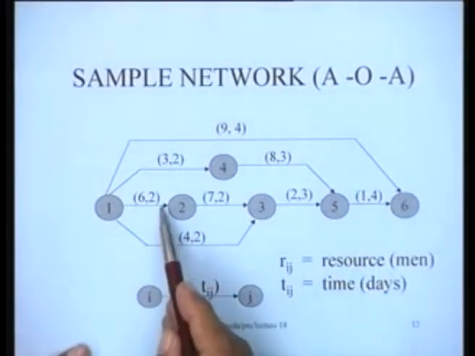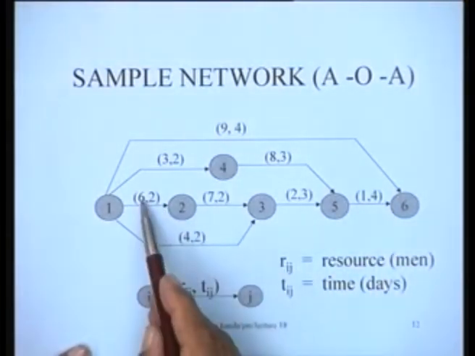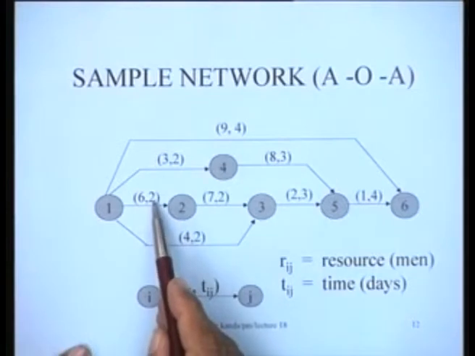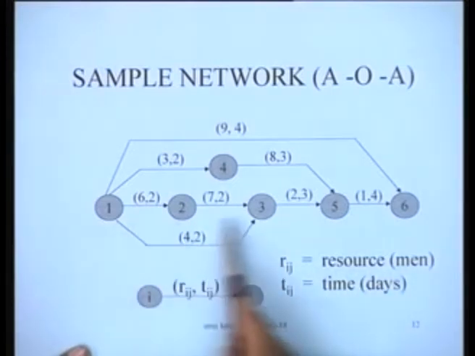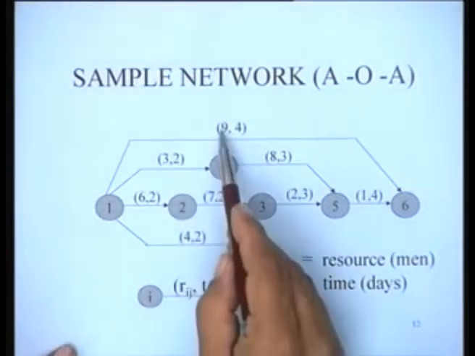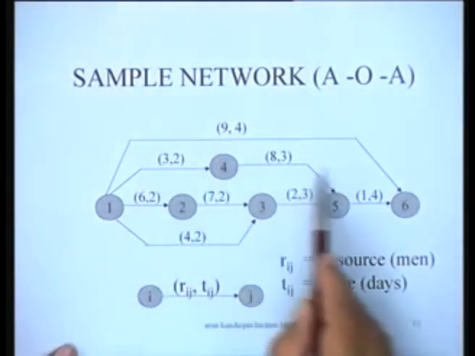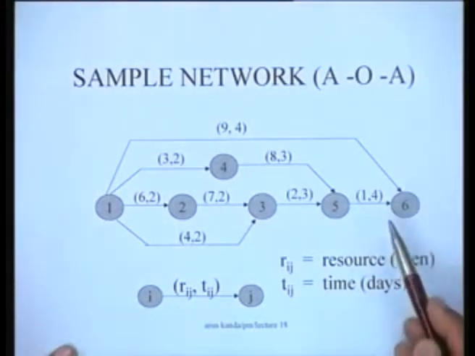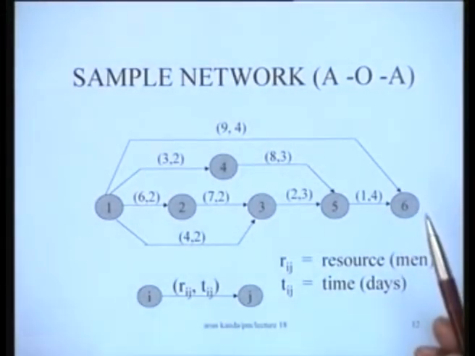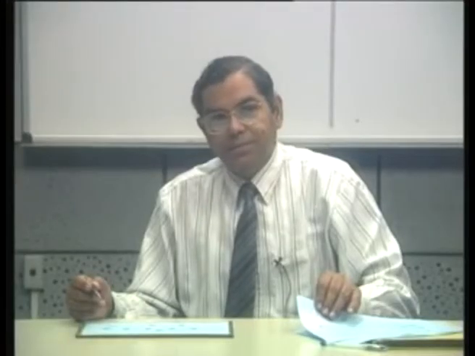So here are the activities. The first number is the resource requirement and the second number is the number of days required for the job, right? The resource requirement or the manpower requirement and the time required for each job. And this is shown for each of the jobs for this particular network in the AOA convention. This is shown here.